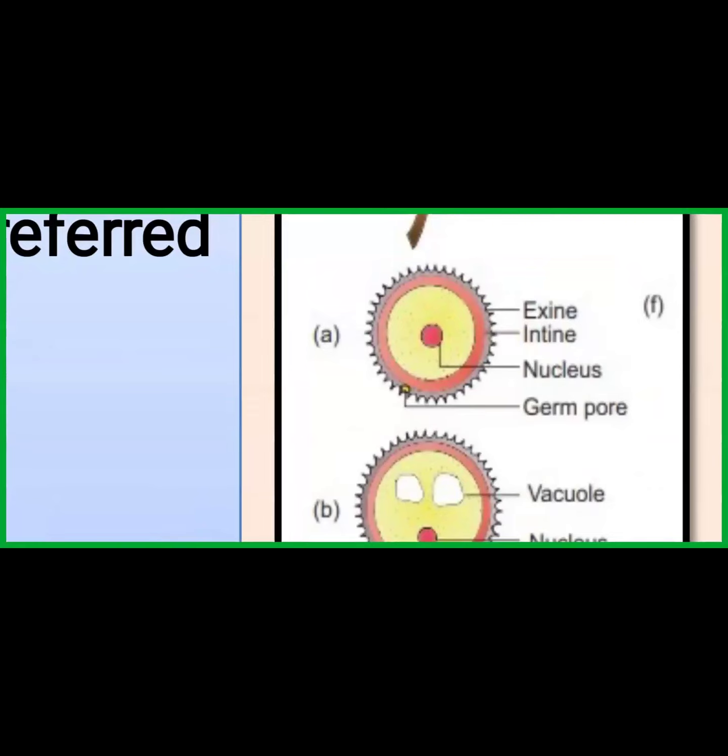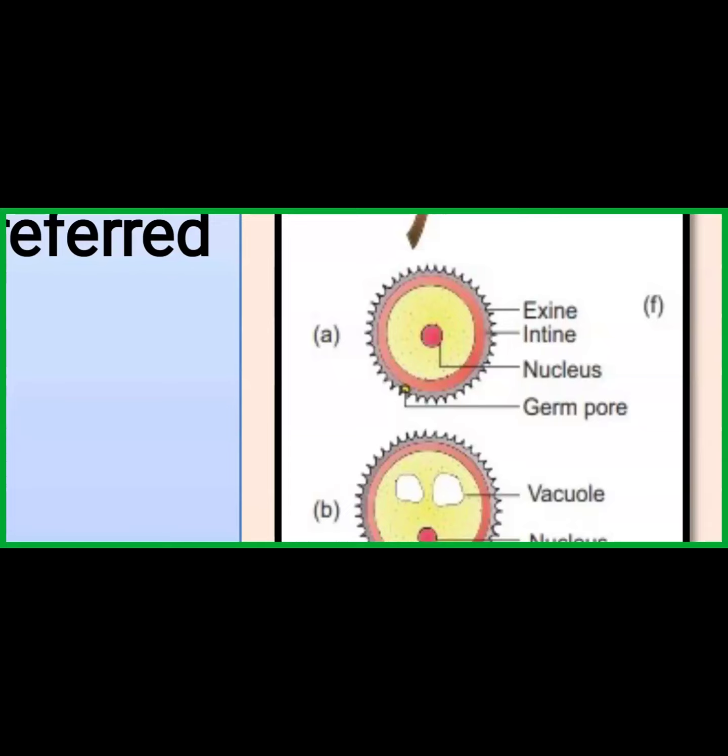The outer layer is called exine and the inner layer is called intine. The exine appears as a thin layer, but later it becomes considerably thick. It can be differentiated into two layers: outer sexine and inner nexine.